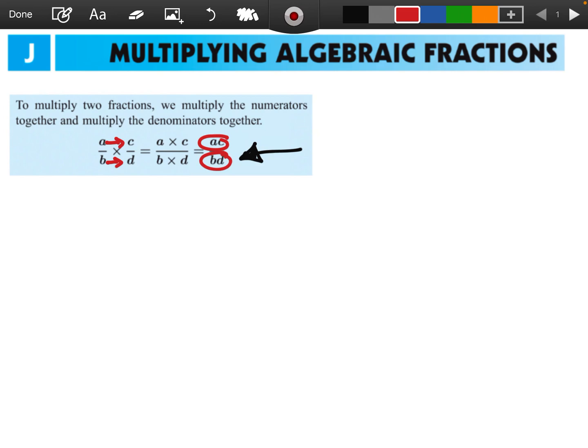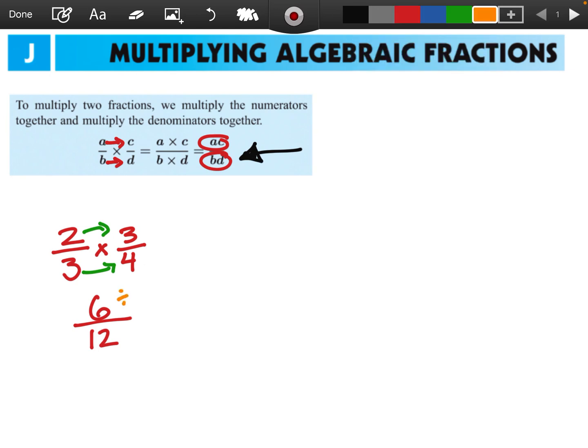Let's review with a quick example of that. Something simple like 2/3 times 3/4. We multiply the tops together, so 2 times 3, and that gives us 6. And then we multiply the denominators together, 3 times 4, and that gives us 12. And then we always look to reduce where we can. I see that I can divide both the top and the bottom here by 6, reducing that down to 1/2.